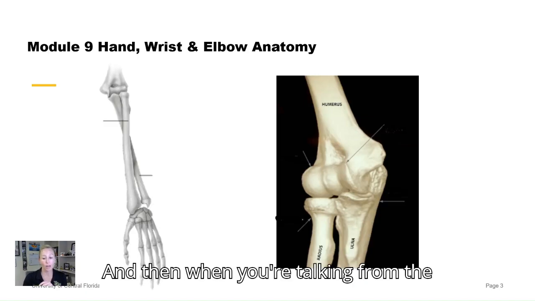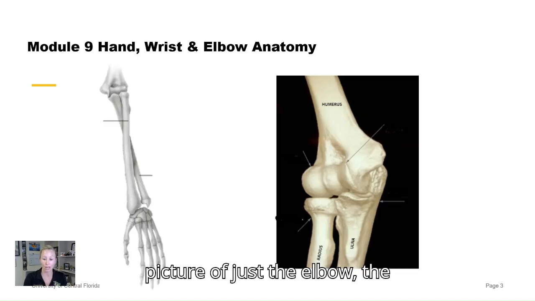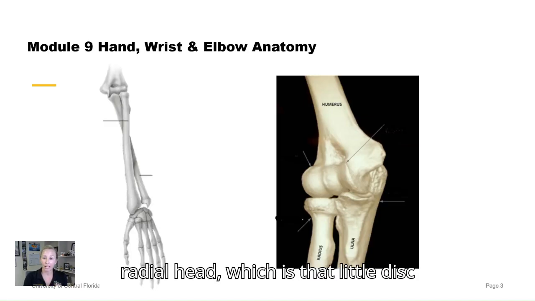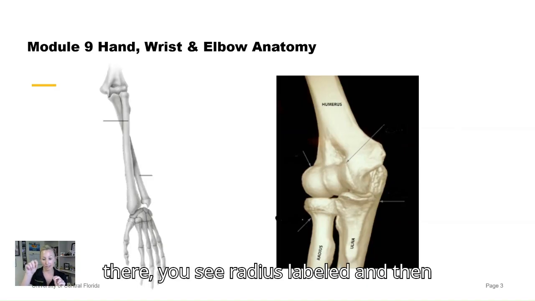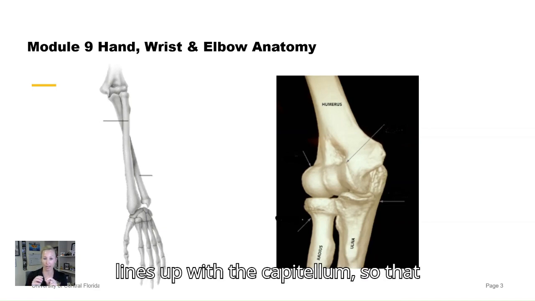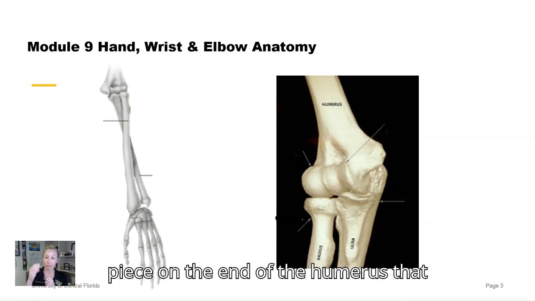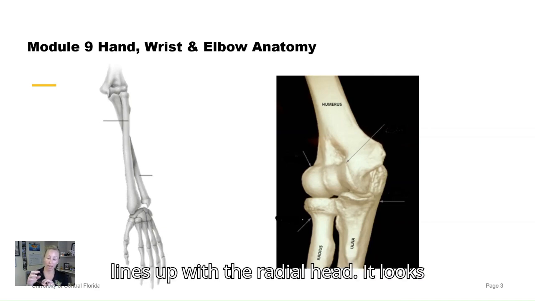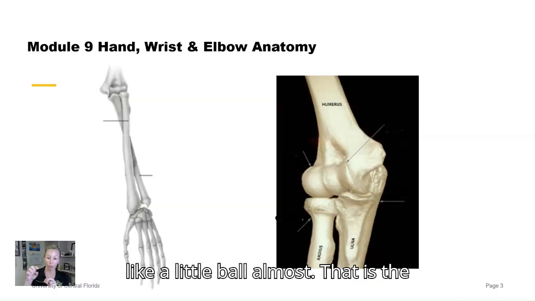And then when you're talking from the elbow point of view and you have a picture of just the elbow, the radial head, which is that little disc there, you see radius labeled, and then you're going to see the radial head, it lines up with the capitellum. So that piece on the end of the humerus that lines up with the radial head, it looks like a little ball almost.